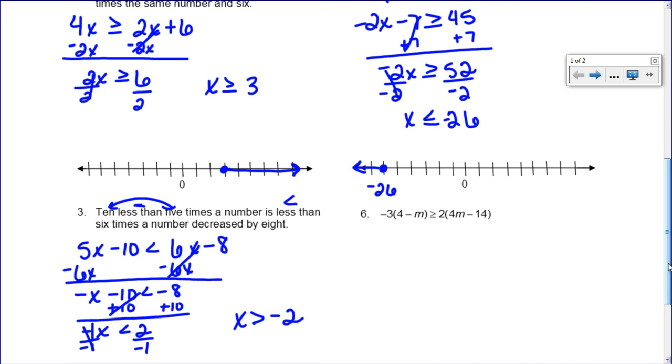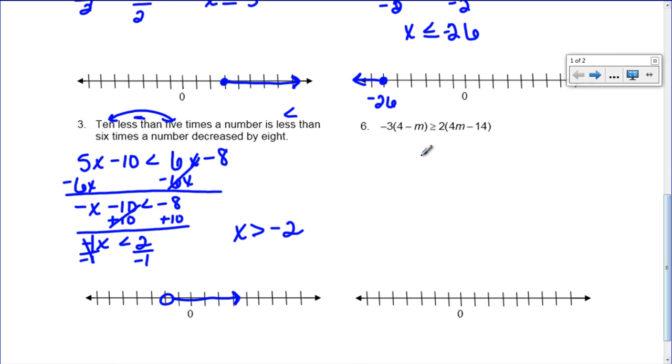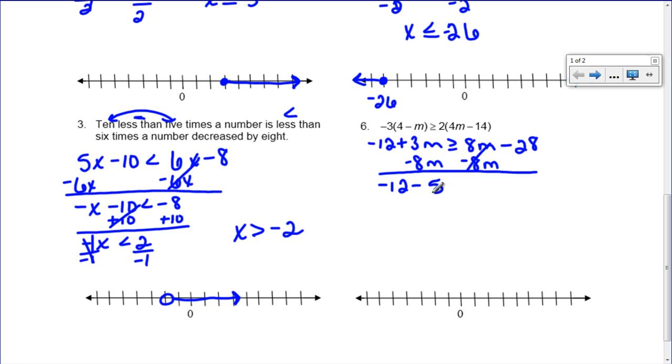So now number 6, again, a lot of simplifying has to happen first. So we're going to do some distributive property. Negative 3 times 4 makes negative 12. Negative 3 times negative m will make a positive 3m because the two negatives will make a positive. Then over here, 2 times 4m makes 8m, and 2 times negative 14 makes negative 28. So like with all the others, I'm going to get all my m's on the left, so I'm going to subtract 8m from here and subtract 8m from here. So I have negative 12, and this becomes minus 5m, it's greater than or equal to negative 28.